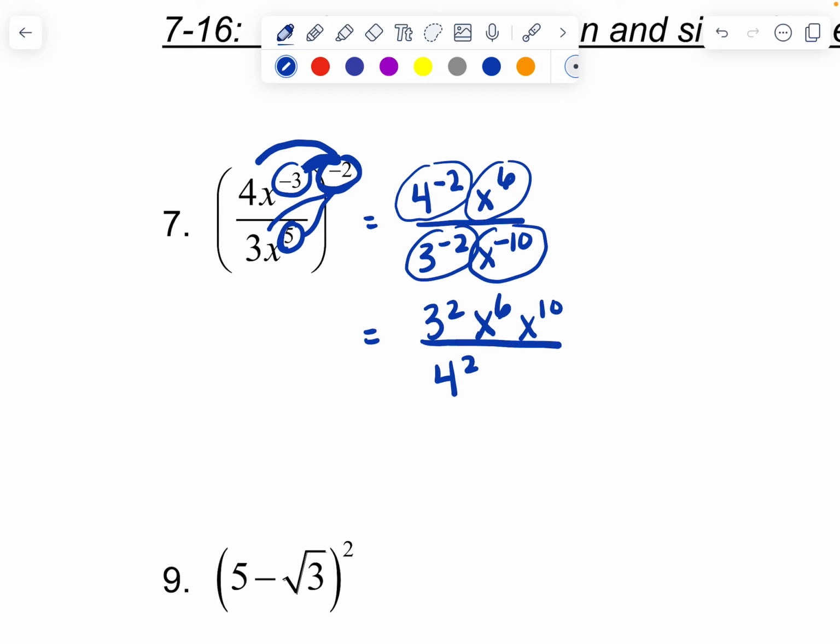And now let's just make it pretty. So 3 squared is 9. These guys, when you're multiplying, remember, you add those exponents, so it's going to be x to the 6 plus 10 is 16. And then on the bottom, 4 squared is 16.